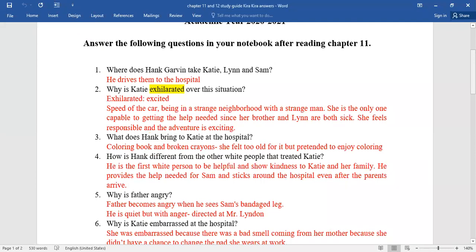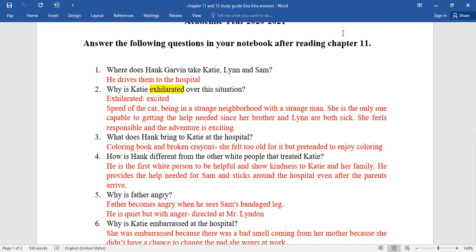This is the chapter where Hank Garvin comes in, and he takes Katie, Lynn, and Sam, both of them, to the hospital, where Sammy gets the proper help that he needed. Mom of course shows up. Don't forget that Katie was embarrassed by mom's smell, because she did not get a chance to change the pad that she had to use to urinate, because she did not get enough bathroom breaks.